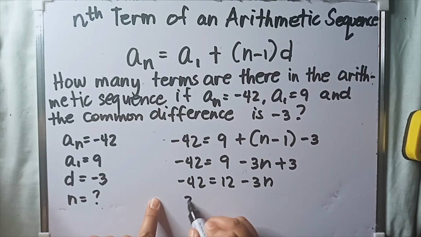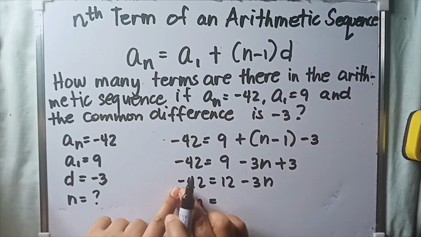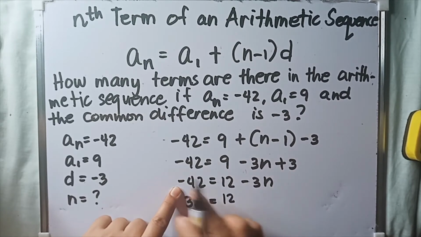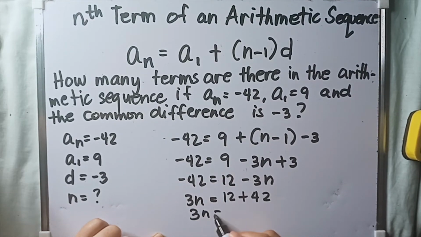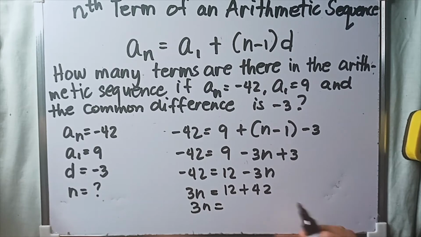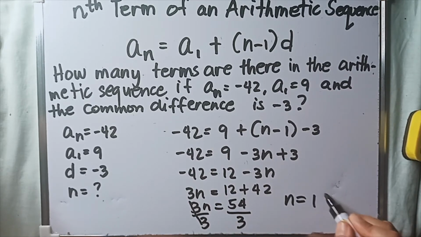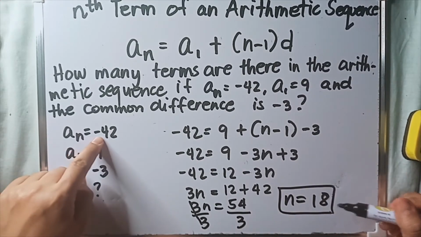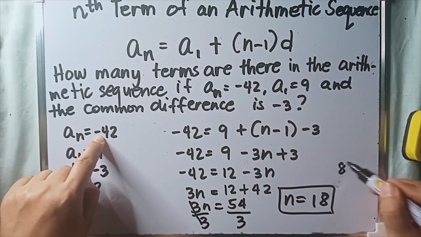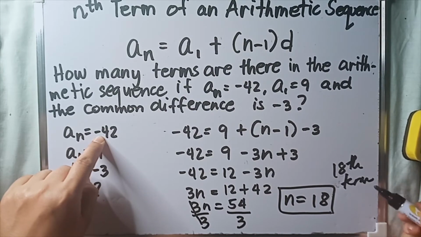To get rid of the negative, magiging 3n siya equals, si 42 pwede nating ilipat. So, bring down mo muna si 12. Yung 42 magiging plus 42. So, 3n equals 42 at saka 12. We combine them. So, we get 54. And then, we're going to divide by 3. Cancel. Of course, magiging n natin is equal to 18. Okay. Ang ibig sabihin nito, si negative 42, siya yung pang 18th term. Okay, yun si negative 42.